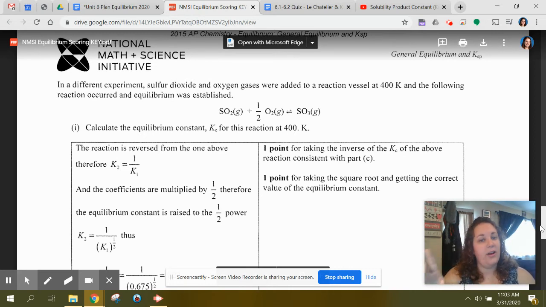Our initial K value is products over reactants, which now in this equation is essentially our reactants and our products, so we're inverting the K value. So that's something to know. If we reverse a reaction, we do the inverse of the K value. So we get 1 over K.